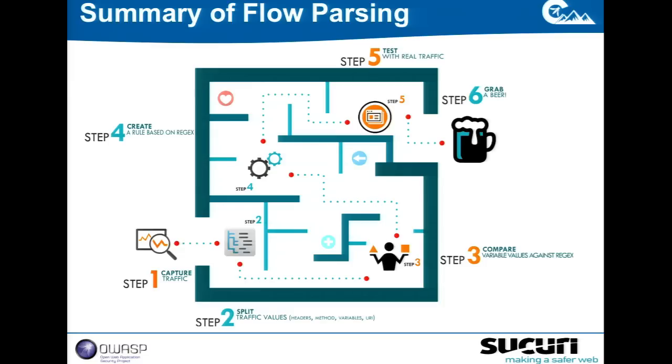Right. And so that's the summary. We capture the traffic, and we split the traffic, headers, variables, all the information you need to work with, and you figure out what you could block. Maybe you could block more stuff than I could, because we handle a thousand different websites, so you cannot block everything because you have a lot of different customers. That's hard. But if you have your own server, you could probably block more things. So you split the traffic, you compare variables against the regexes that you create, and if you don't have one, you could create new regexes. And so we test with real traffic, and so everything works. So you grab a beer. That's it. So that's the first step, analyzing traffic.